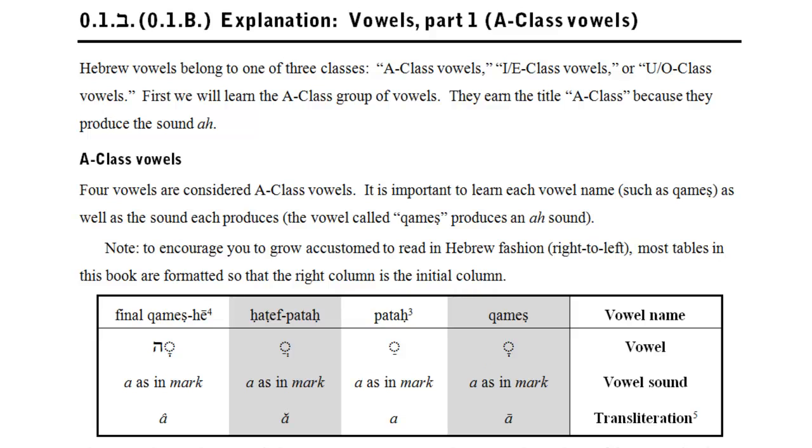We'll focus initially on the A-class vowels. These produce the sound ah. As you see in the table, there are 4 A-class vowels. What we'll want to do here is to learn the vowel name. We'll want to recognize and be able to write the vowel shape. We'll want to know what sound we should produce when we encounter a given vowel. And at least for the purpose of these initial pages, we'll want to learn how to transliterate these vowels.